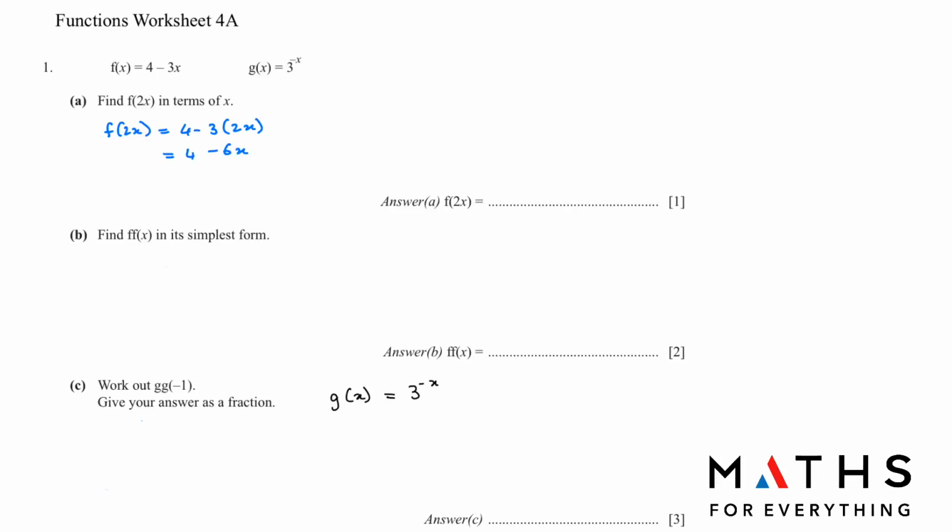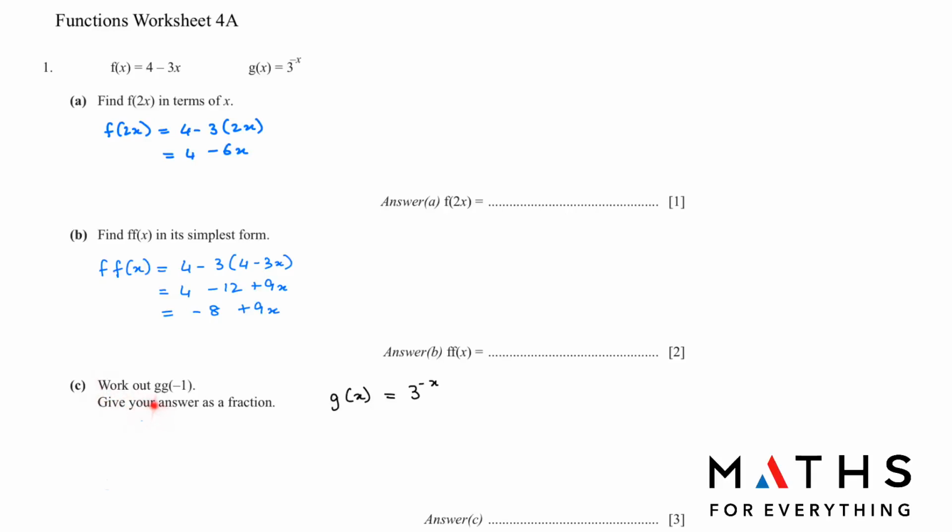That was easy. B, find f of f of x in its simplest form. We go from the outside. We take 4 minus 3x, and then in place of x, we replace the function f of x. So that will be 4 minus 3, bracket, 4 minus 3x. When we expand, negative 3 multiplied by 4 is negative 12, negative 3 multiplied by negative 3x is 9x. Add the like terms together, that will give you negative 8 plus 9x.